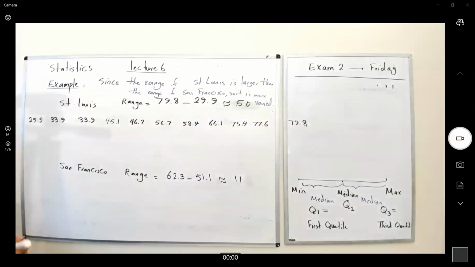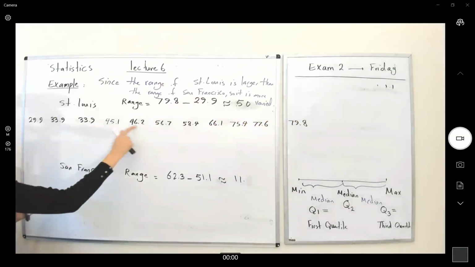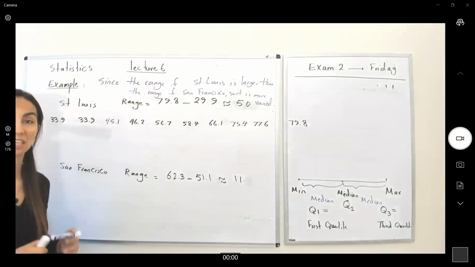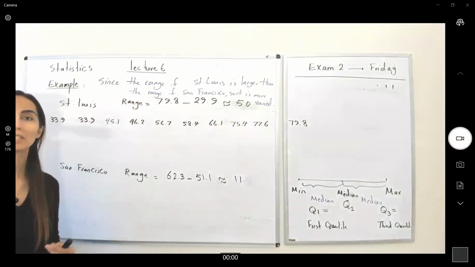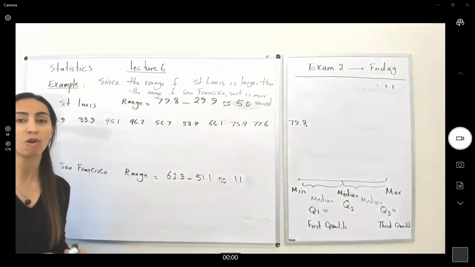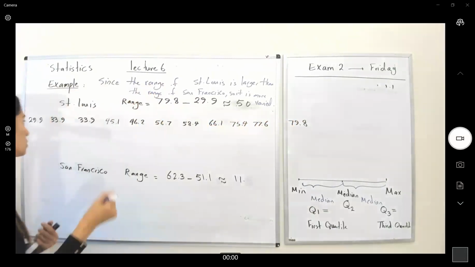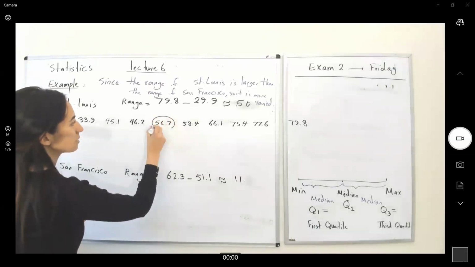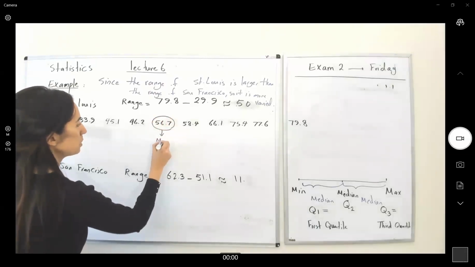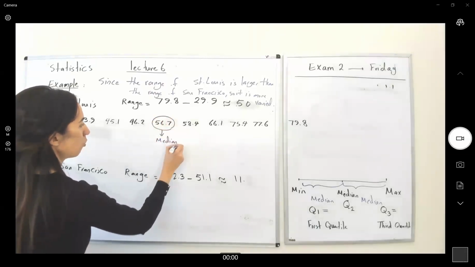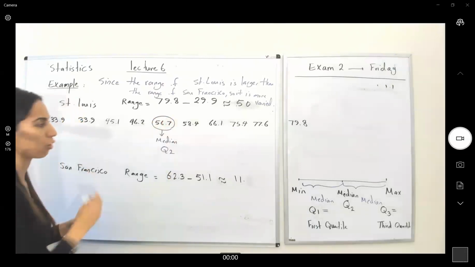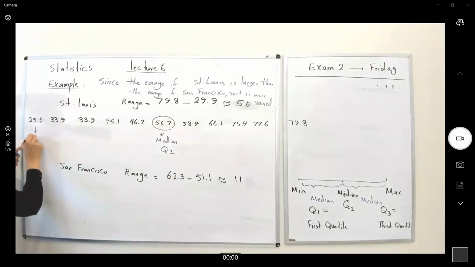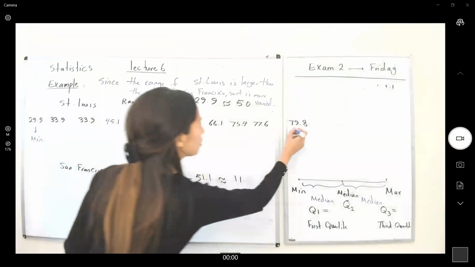79.8. Okay. 1, 2, 3, 4, 5, 6, 7, 8, 9, 10, 11. Since we have 11 data, it means that the middle number is going to be your second quartile or your median. So 1, 2, 3, 4, 5, and this is the sixth number. This is the median or second quartile. Okay, the minimum value, the maximum value.